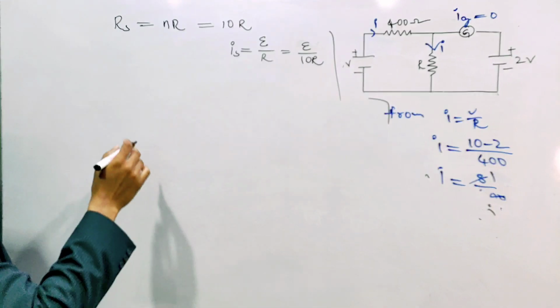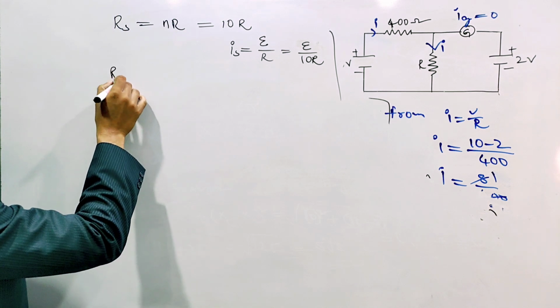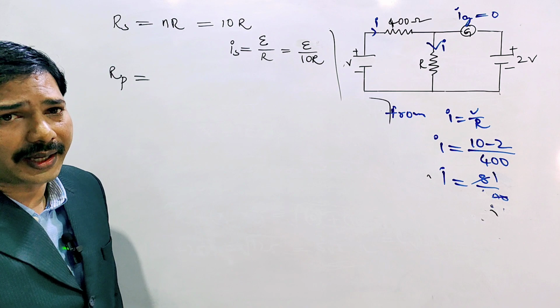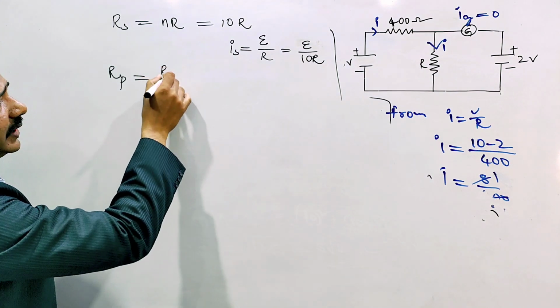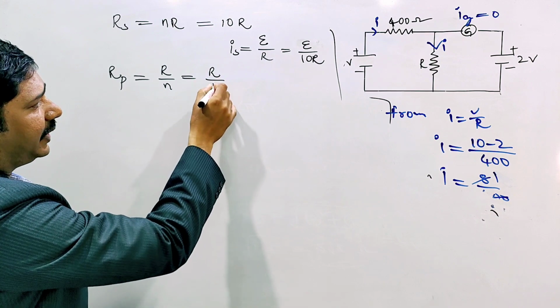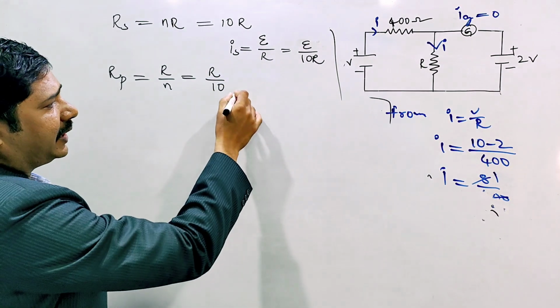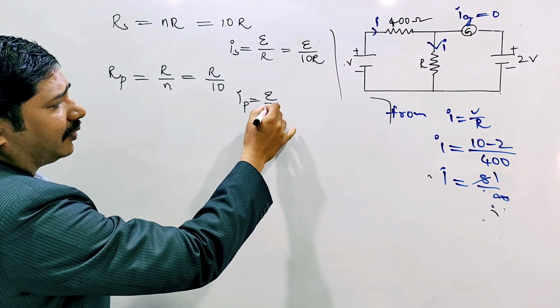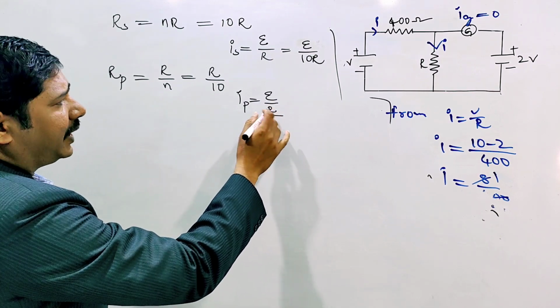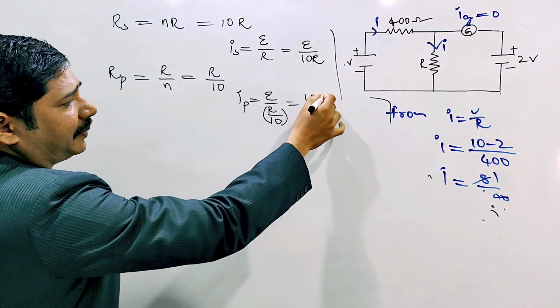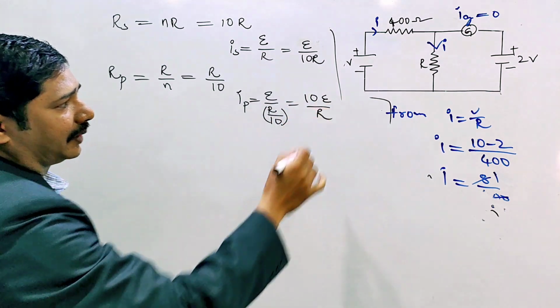Whenever n identical resistors are connected in parallel, what is the formula? R by n is the formula. So that is R by 10. So the current in parallel is how much? E by R formula, so E by R by 10 we can take. So what happened that time? 10E by R. 10E by R we got.